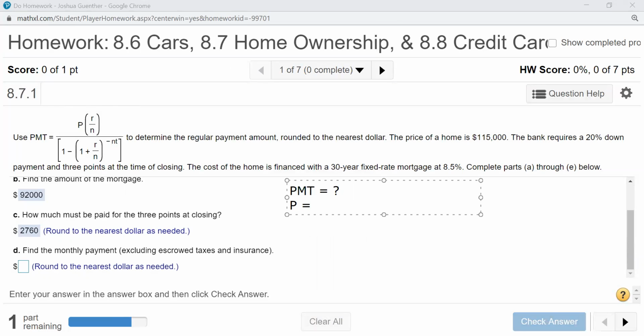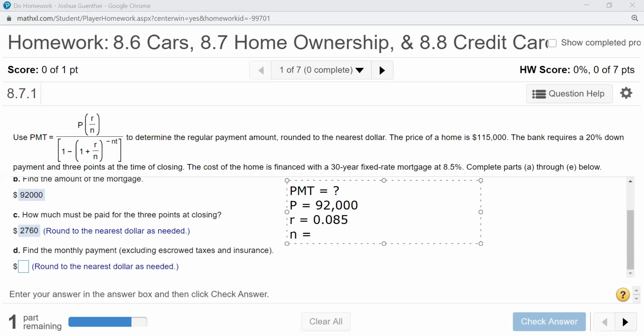P is the present value, or the amount of house that we're financing. That's not $115,000 because we're not borrowing $115,000. We're borrowing $92,000. R, the interest rate, it straight up tells us is 8.5% or 0.085. That's kind of a high interest rate right now. If you have good credit and make a certain income, you can get a much better interest rate than 8.5%, but it just depends.